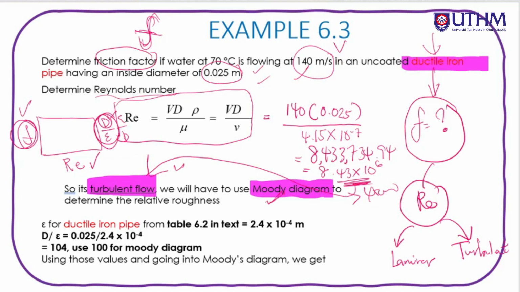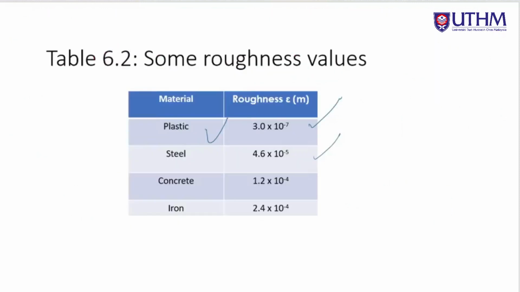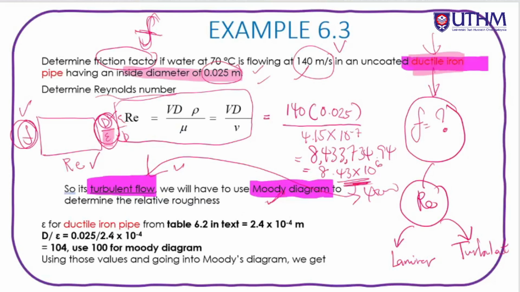Diameter dah ada, diberi kan diameter dia. Inside diameter dah diberi. So kita nak kena dapatkan dia punya surface roughness. So kita dah tahu given is ductile iron. So kita refer balik table tadi. Table ada bagi tahu tak pasal ductile iron. Ductile iron, iron lah, 2.4 kali 10 kuasa negatif 4. This is the surface roughness. Kita boleh guna. Okay, so bila kita guna, kita masuk balik dalam equation. Kita guna ni 2.4 D over E dia.